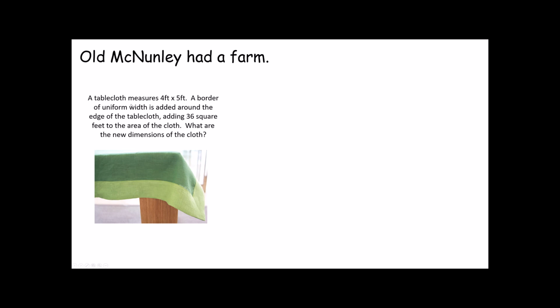A tablecloth measures 4 feet by 5 feet. First thing I'm going to do is draw that picture, 4 feet by 5 feet. I also happen to know that I can find the area is 20. No big deal there. Let's keep going.